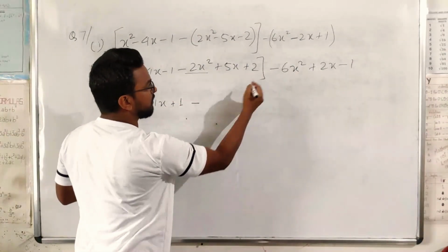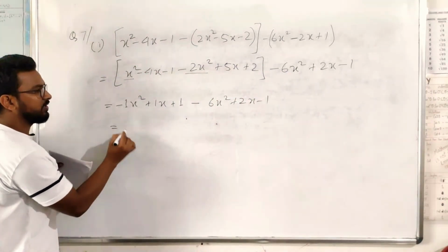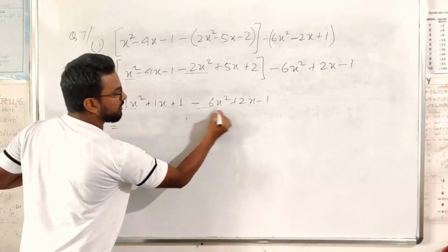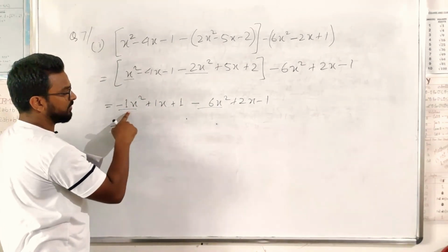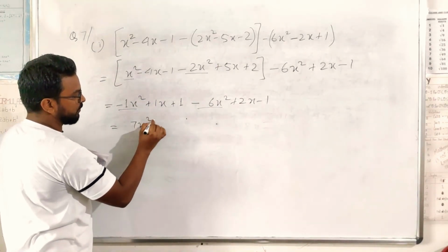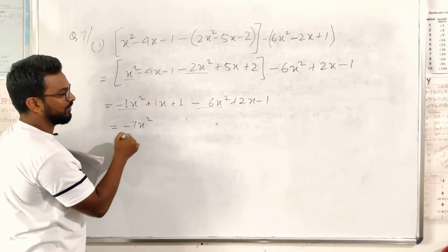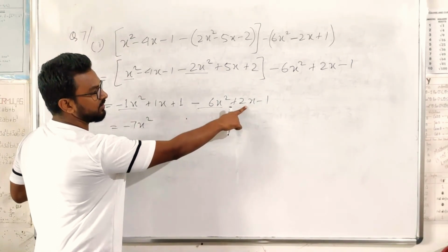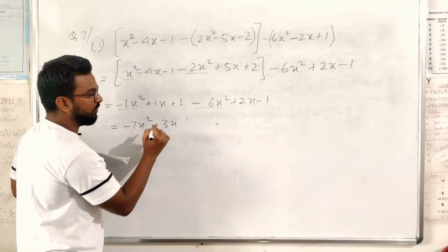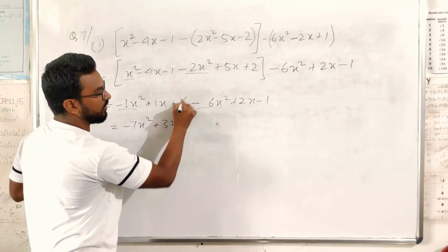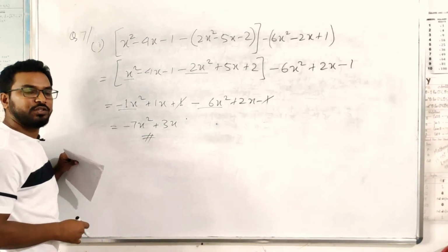Minus, we have to write that expression 6x square plus 2x minus 1. Now again we'll see the like terms. These are two like terms. Minus minus, it will become plus. So 6x square plus 1x square, that is 7x square. Minus minus, it will be plus, but the minus sign will remain. Okay. 1x plus 2x, that will be 3x. Both are plus sign, so it will be plus. Plus 1 minus 1, you can cancel it. So our answer will be minus 7x square plus 3x.